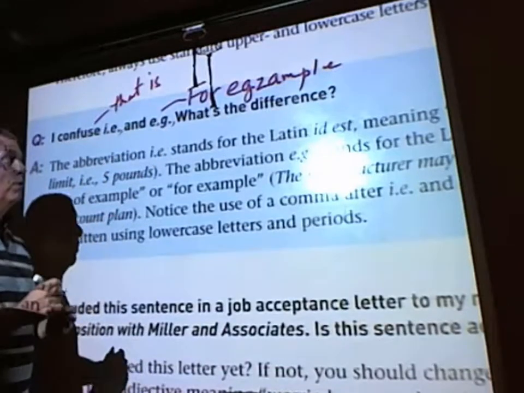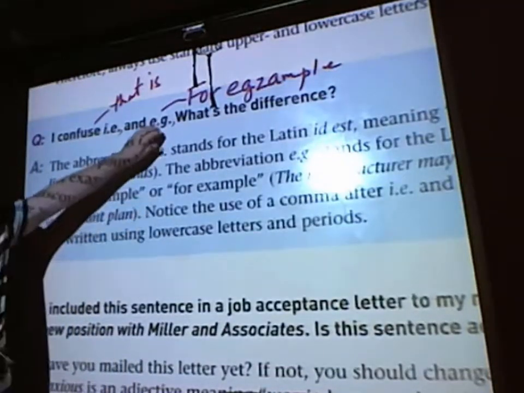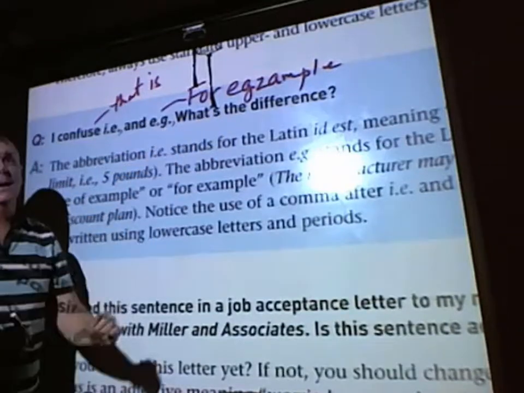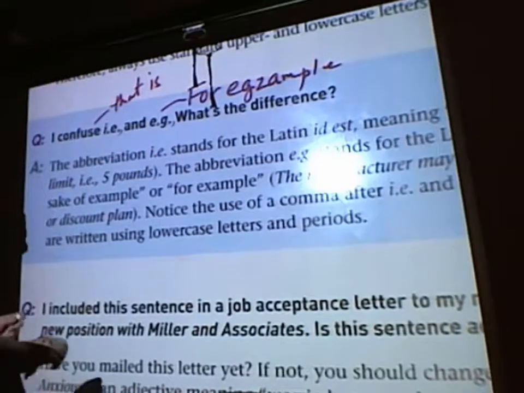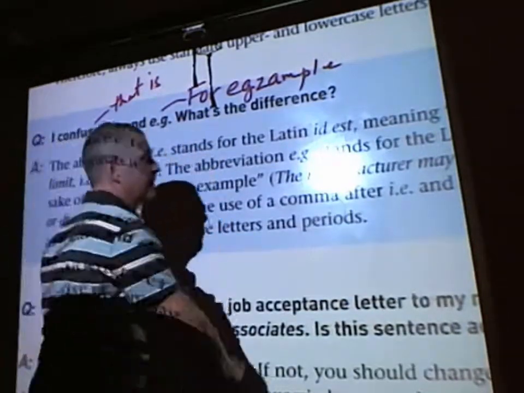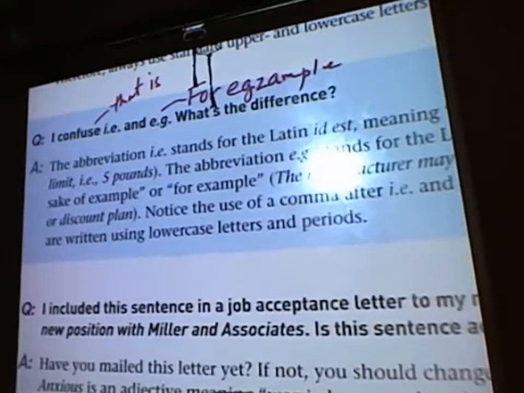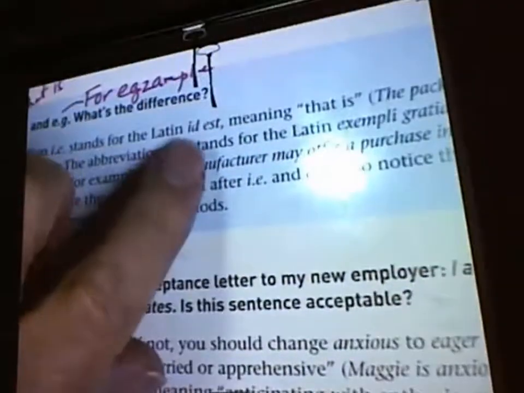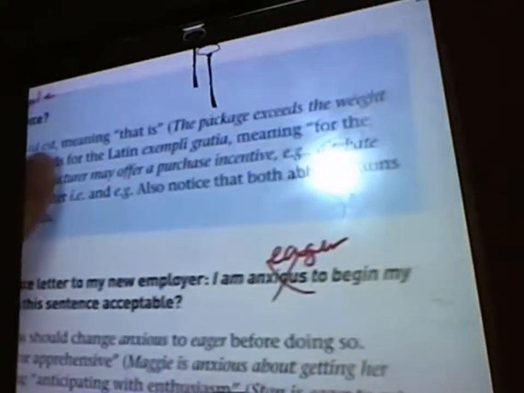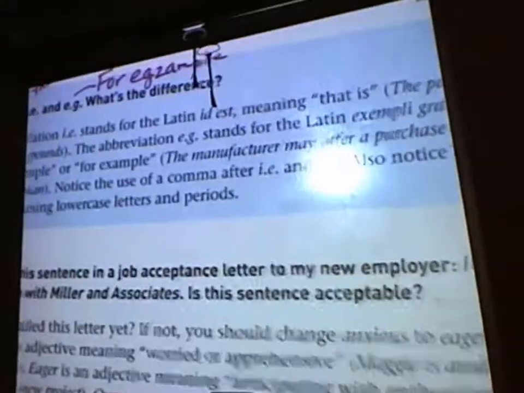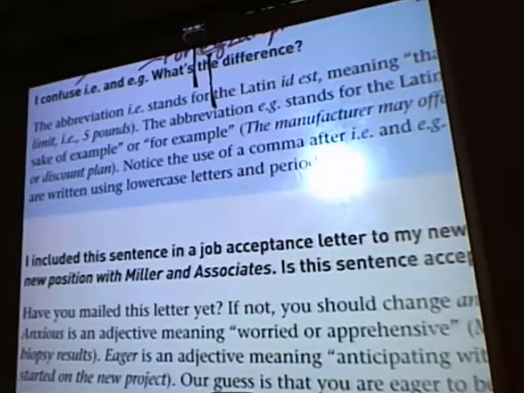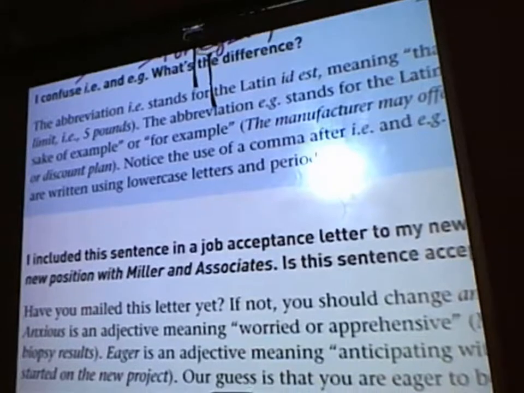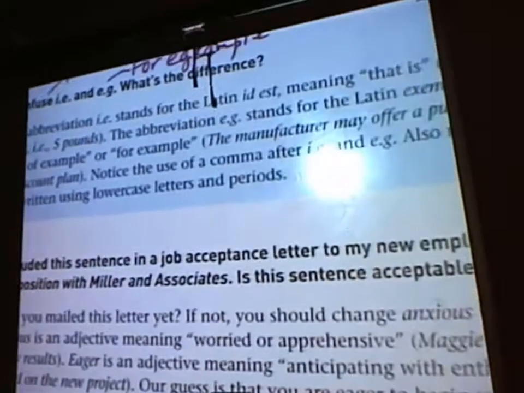Here is id est, which is i.e., meaning that is. The package exceeds the weight limit, that is, 5 pounds. I period, E period, comma. The abbreviation e.g. stands for the Latin exempli gratia, meaning for the sake of example, or for example. So the manufacturer may offer a purchase incentive, comma, for example, e.g., comma, a rebate or discount plan, one or the other.